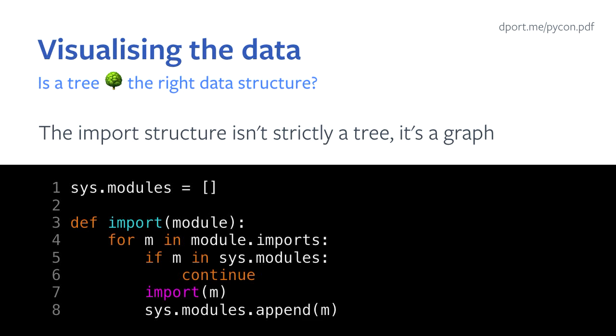Here's some pseudocode for how importing works, essentially. You have your sys.modules, which is a list of all of the modules that you've imported so far, and then you have this recursive import function. Per module, it will go and import all of the things that it imports recursively and add it to the list. If you get to a module that you've already imported, you won't do it. So in that way, modules are actually a singleton, which is a cool abstraction that Python offers you. So let's try and visualize this.